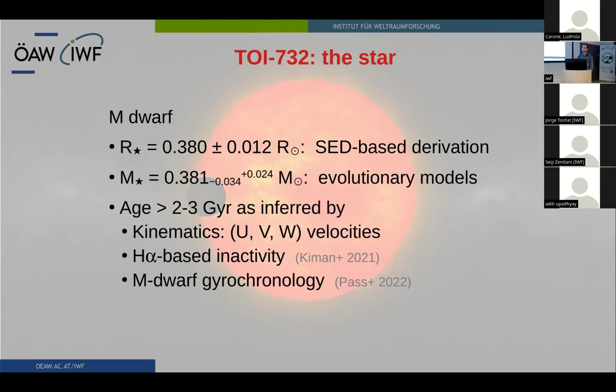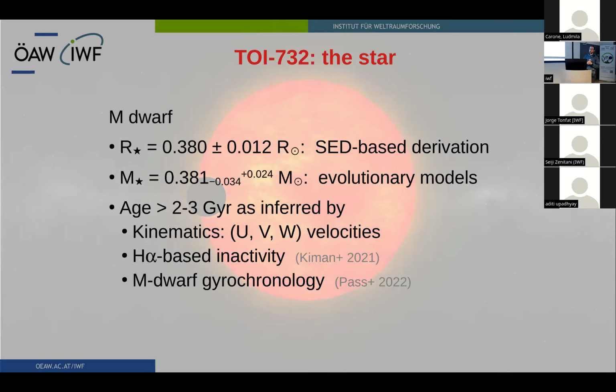And about the mass instead, we basically plug in spectroscopic parameters plus the radius into evolutionary models, and we infer a mass of 0.4 solar masses. So typical properties of an M dwarf. About the age, it is a little bit tricky, because there's no possibility to infer ages of M dwarfs by evolutionary models, since their evolution is very, very slow on the HR diagram. So we need other techniques.